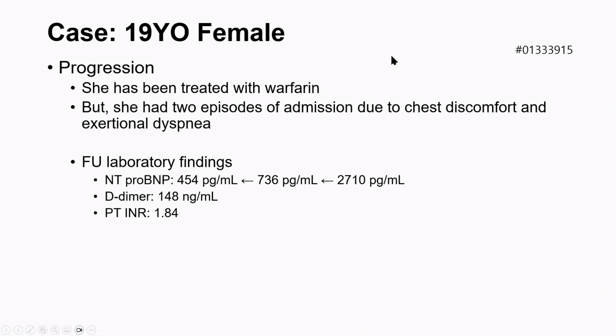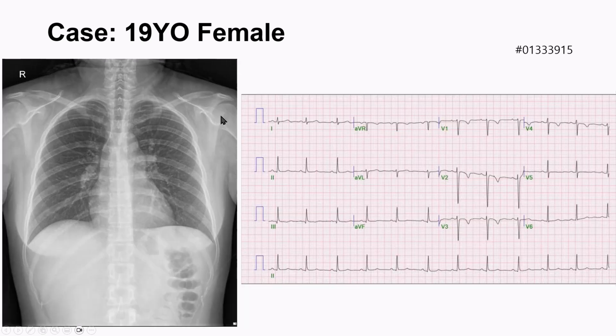She was treated with warfarin, but she had 2 episodes of admission for chest discomfort and exertional dyspnea. Although NT-proBNP decreased to about 400 and the D-dimer levels were normal, she still expressed symptoms and functional impairment. We reassessed the possibility of CTEPH at that time.